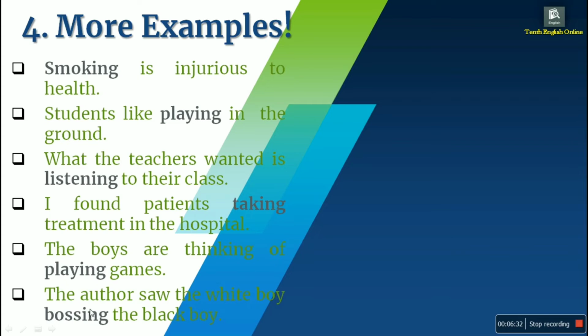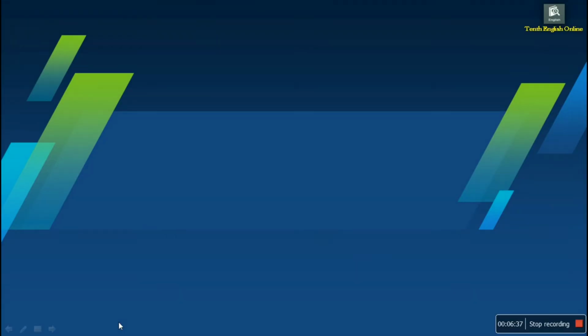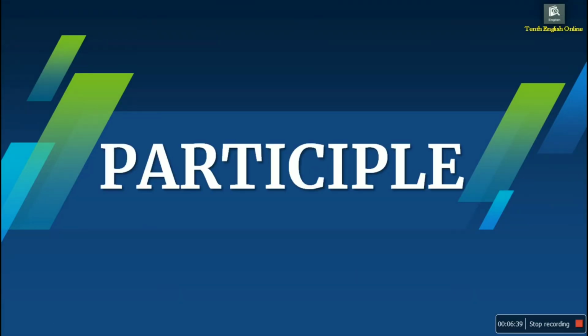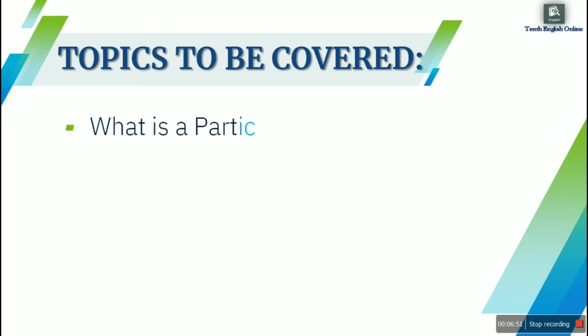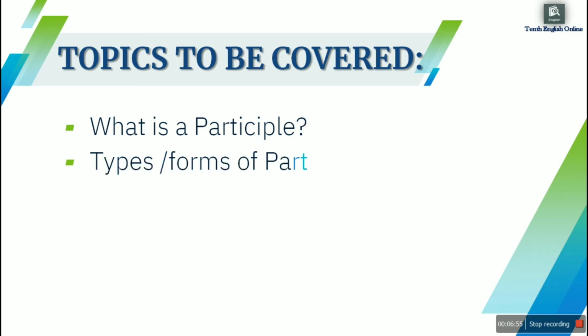Okay. Next topic is participles. This is also in the same shape like a gerund. Gerund and the participle both are in the same shape, same form. They both end with ing only. Okay. Under this topic, we'll cover these points. What is the participle? Types of participles, position of participles in a sentence, and examples.